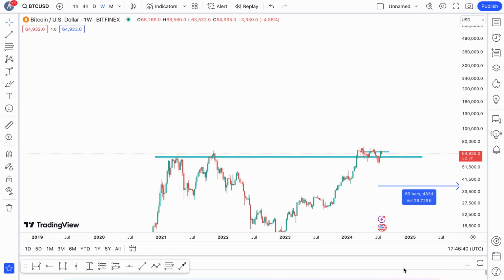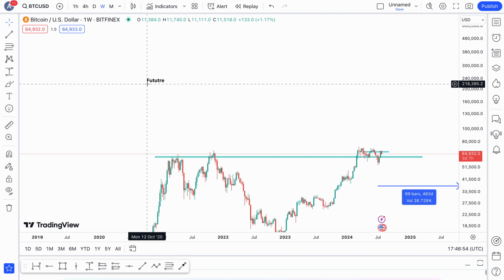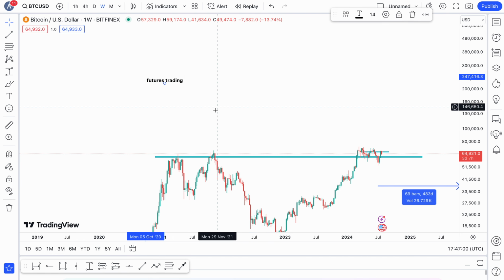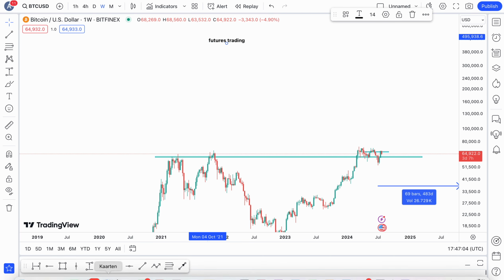Let's just get into it immediately, right? Let's talk about futures trading. For people who do not know what futures trading is, first of all, go to Google and you'll easily find out what it is. Shortly said, it is leveraging with your money.